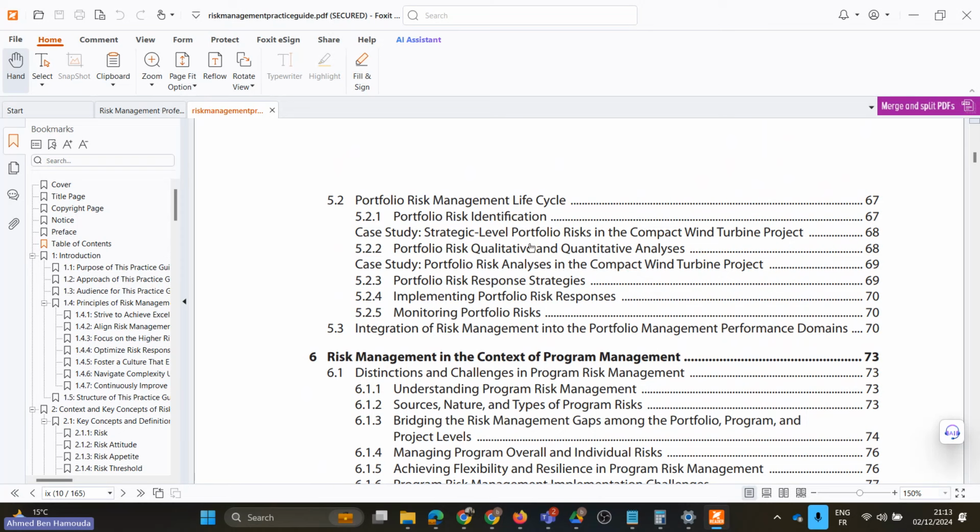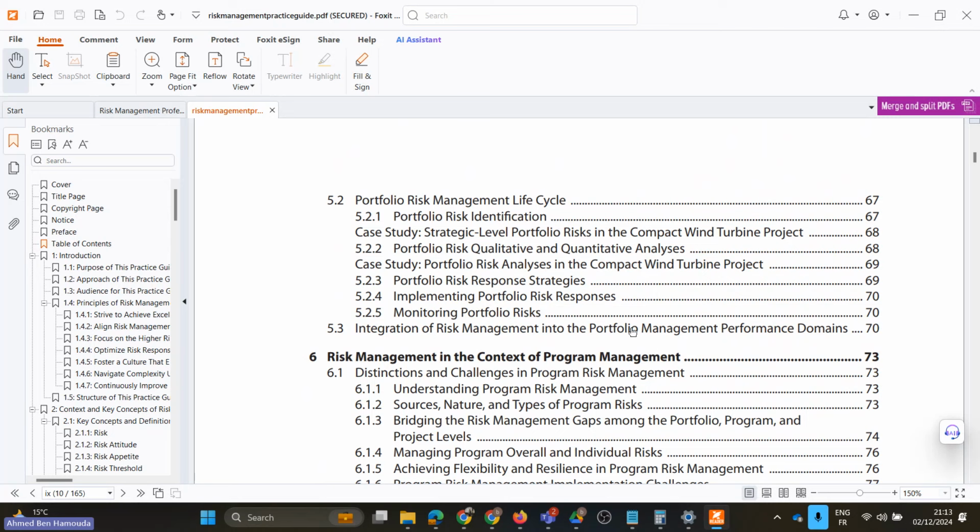Then a quantitative and qualitative analysis on portfolio risks with illustration with the case study, planning risk responses for a portfolio risk, implementing the risk responses and monitoring the portfolio risks, and then integrating the risk management into the portfolio management performance domains. Okay.